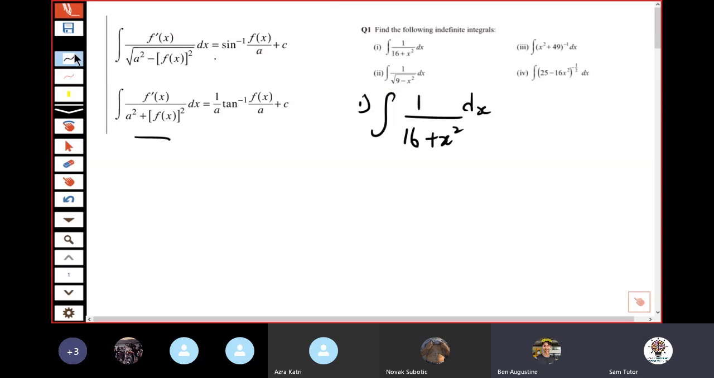This one is an inverse tan. Remember, let me write the formula just one more time here: the integral of 1 over a squared plus x squared becomes 1 on a inverse tan x on a. Cool?